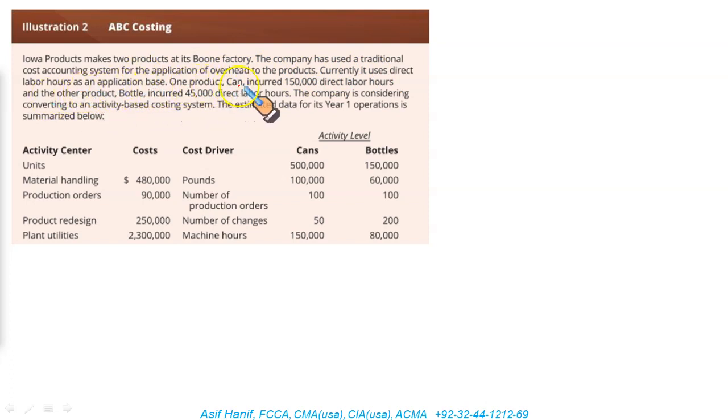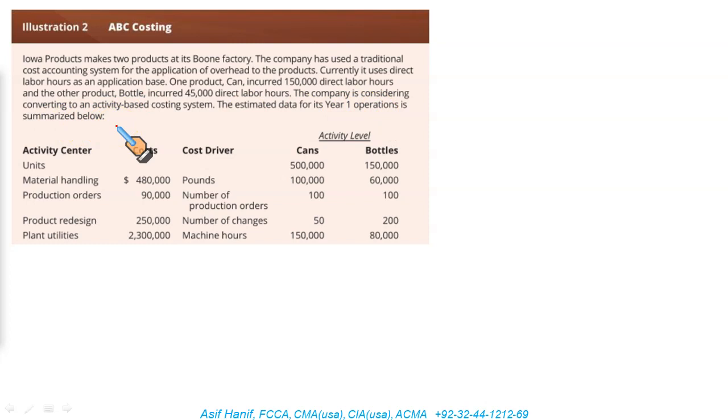One product, can, incurred 150,000 direct labor hours, and another product, bottle, incurred 45,000 direct labor hours. The company is considering converting to an activity-based costing system. The estimated data for its first year of operation is summarized as follows. Let us first do this using the conventional approach.